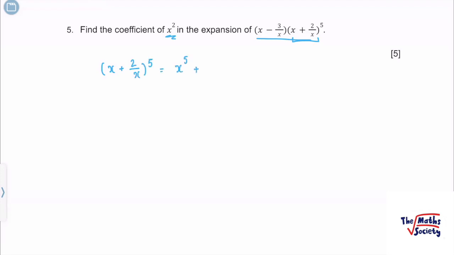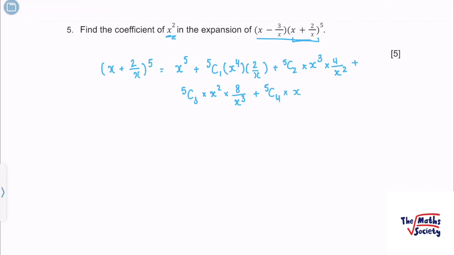Then x to the power 5 plus 5C1 x to the power 4 times 2 by x, plus 5C2 times x cubed times 2 by x the whole squared, which is going to be 4 by x squared, plus 5C3 x squared times 2 cubed, 8 by x cubed, plus 5C4 x times 2 to the power 4, that's 16 by x to the power 4, and then the last one, 2 to the power 5 should be 32 by x to the power 5. So that's our expansion.